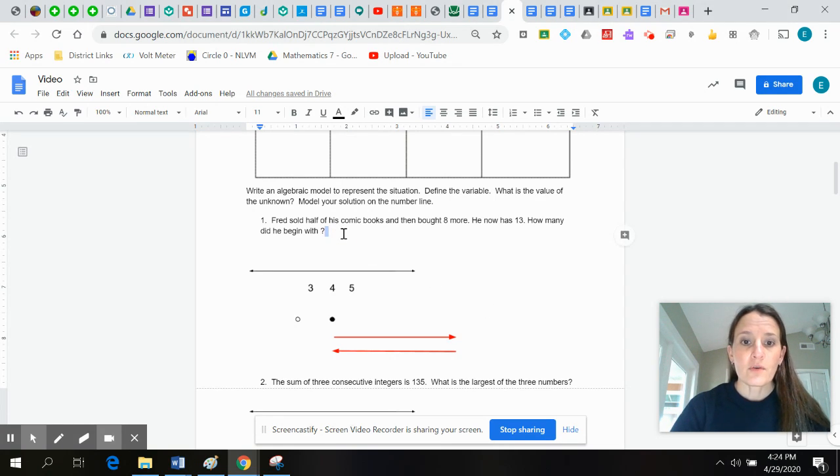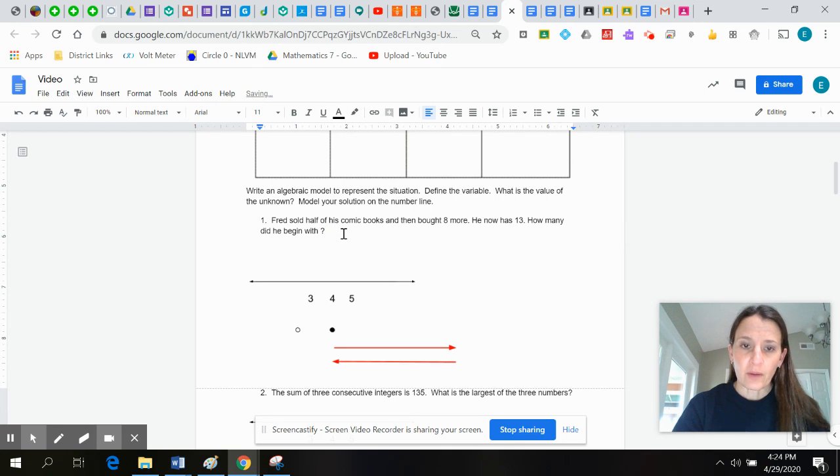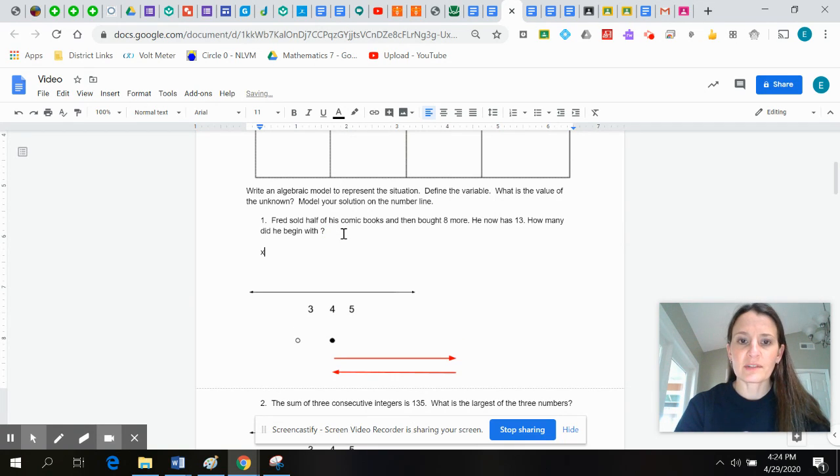All right, so what is the variable? Okay, we're going to say x. And what does x represent? It represents usually the question, how many did he begin with? So x would be the number of comic books he started with. All right, now that we know what x is, now let's write our algebraic model.